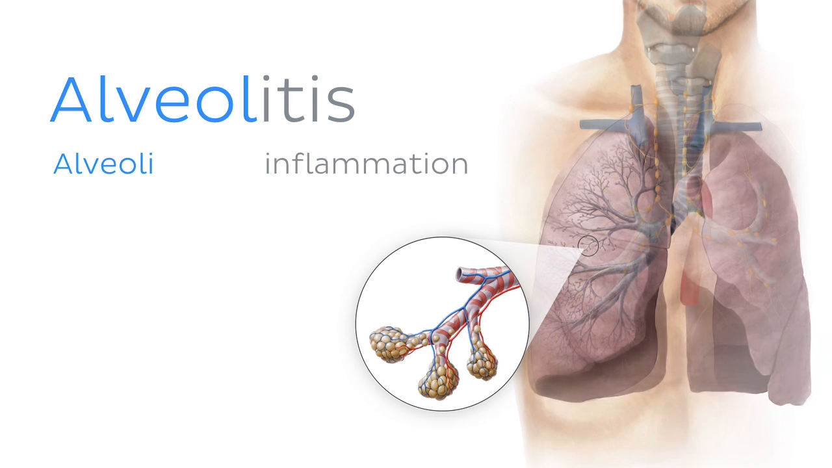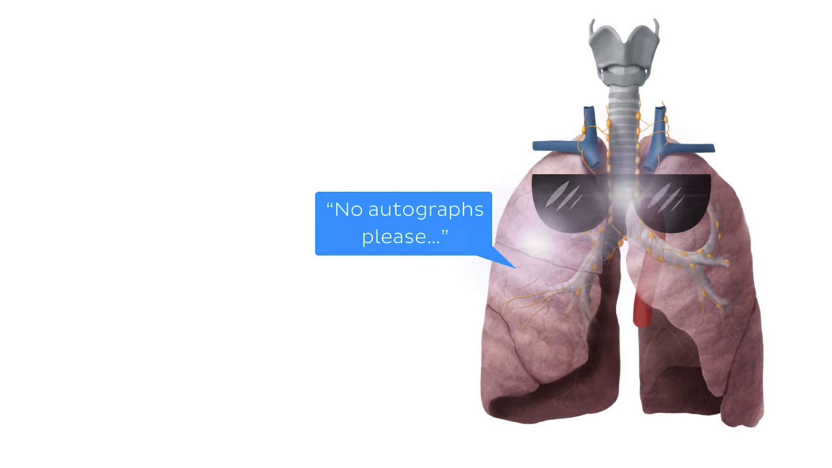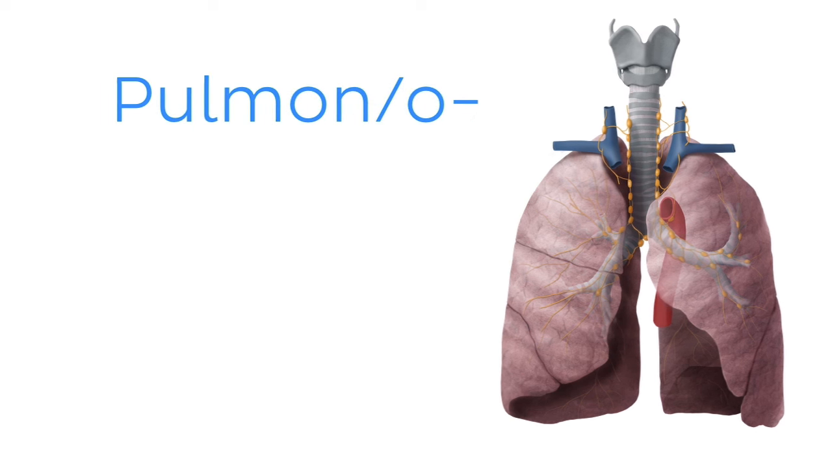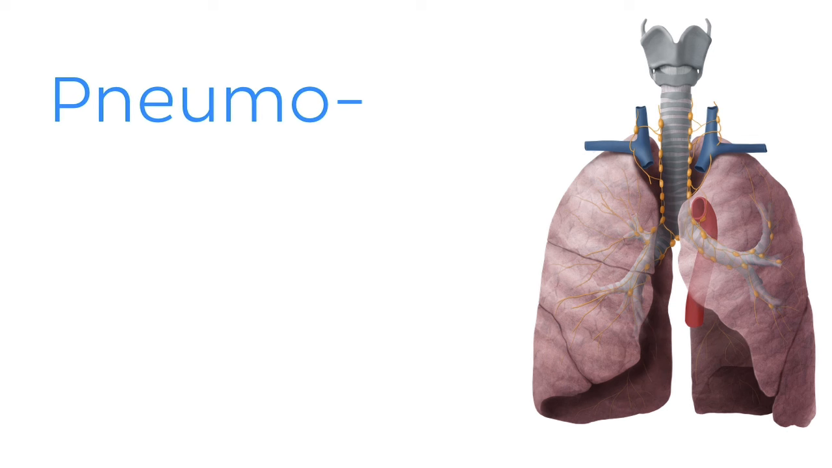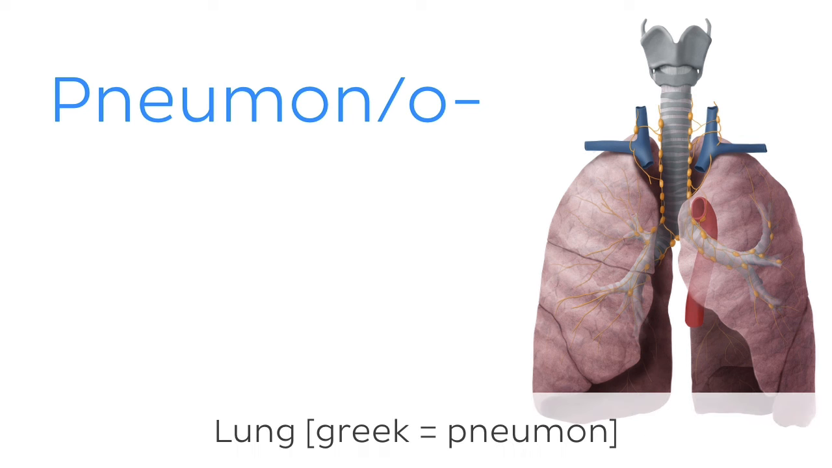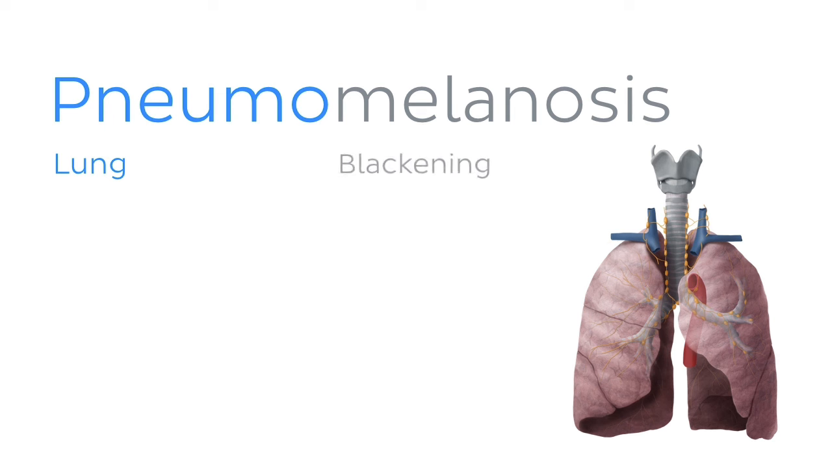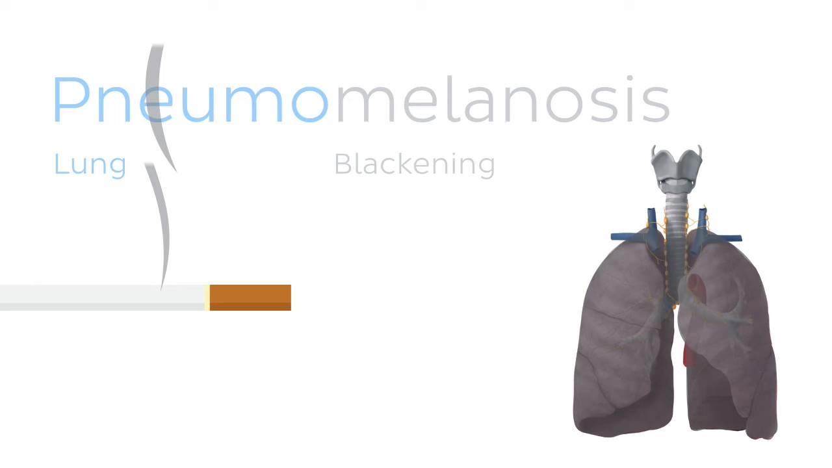We're in the lungs now, which are, without a doubt, the best part of the whole respiratory system. We have a few roots related to the lungs too, like the Latin-based pulm or pulmo with the O at the end, or pulmon or pulmono with the O at the end, like in intrapulmonary. We also have the root word pneumo or pneumon or pneumono with the O at the end, which comes from the Greek word for lung. For instance, pneumomelanosis is the blackening of lung tissue due to inhalation of inorganic particles such as those from smoking.